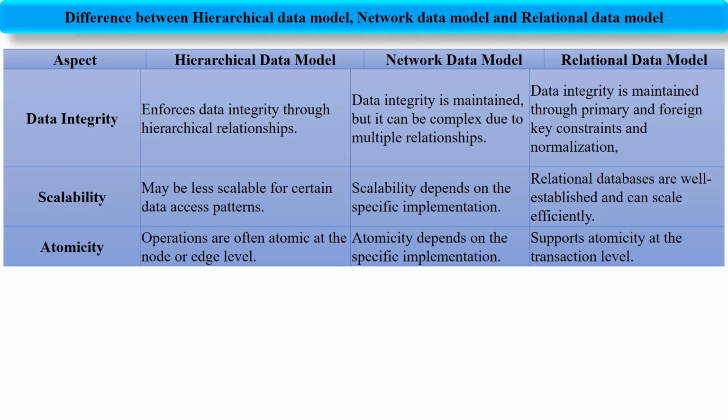Seventh point is the atomicity. Hierarchical data model. Operations are often atomic at the node or edge level. Network data model. Atomicity depends on the specific implementation. Relational data model. Supports atomicity at the transaction level.